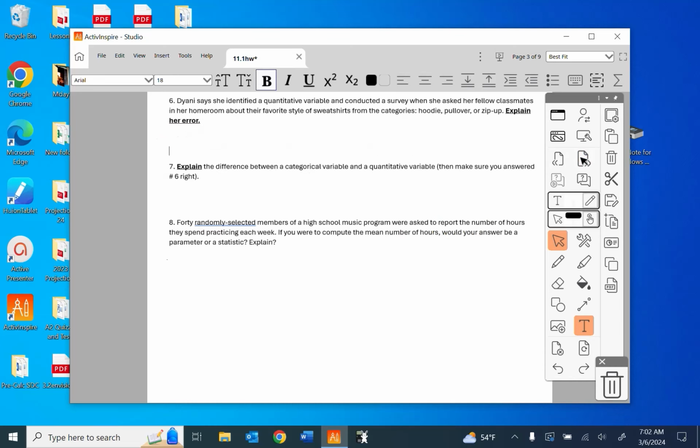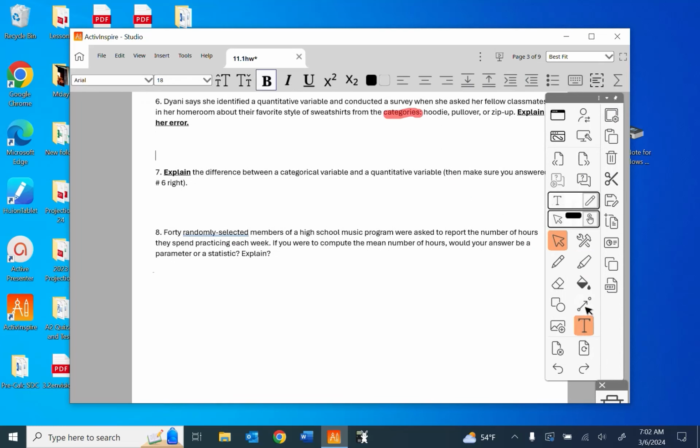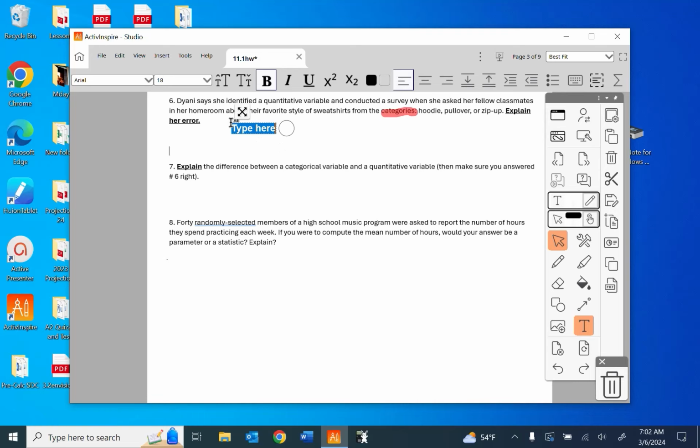Deani says she identified a quantitative variable and conducted a survey when she asked her fellow classmates in her homeroom about their favorite style of sweatshirts from the categories. So, since I saw the keyword category, this has got to be categorical data. Plain and simple, also known as qualitative. We are supposed to explain her error, and that is the error. She's not asking about numbers, she's asking about colors. Colors are a quality.